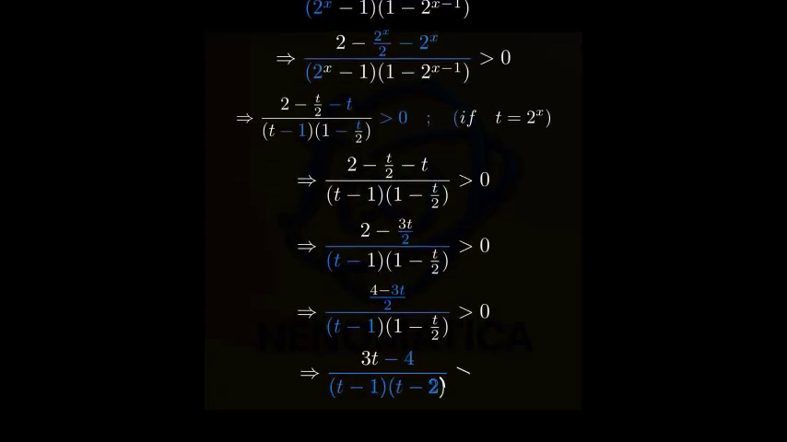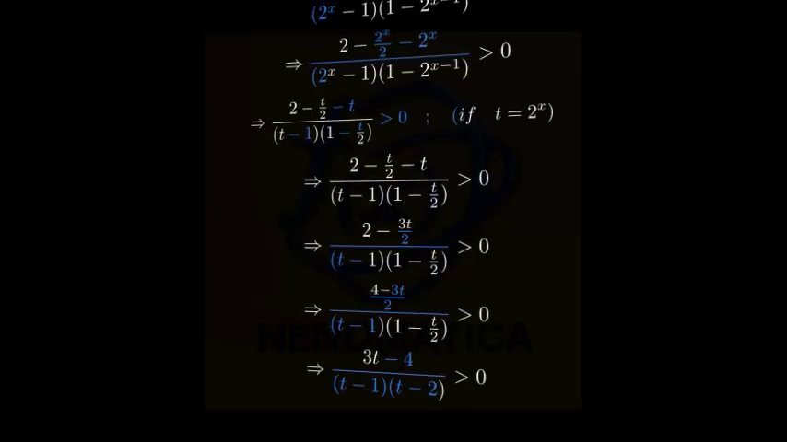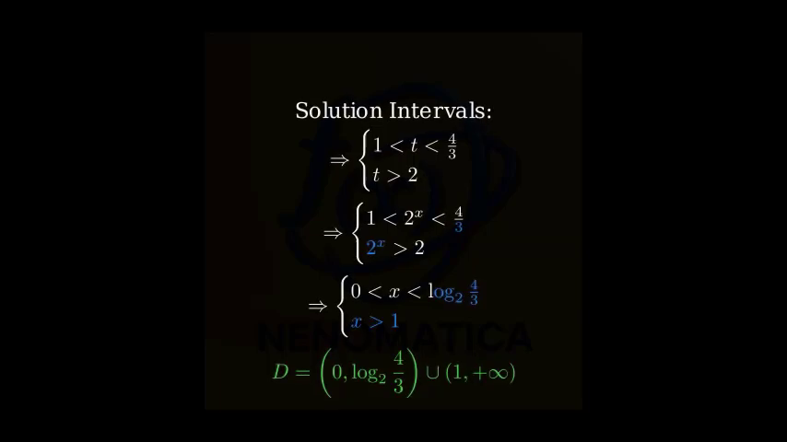Now, we can factor out a common factor of 2 from the numerator. This gives us 1 minus 3t over 4 on top. Simplifying further, we get (3t minus 4) over 2 times (t minus 1) times (1 minus t) over 2, which is greater than 0. After analyzing the sign changes, we find that the fraction is positive when 1, t is between 1 and 4/3, or 2, t is greater than 2.